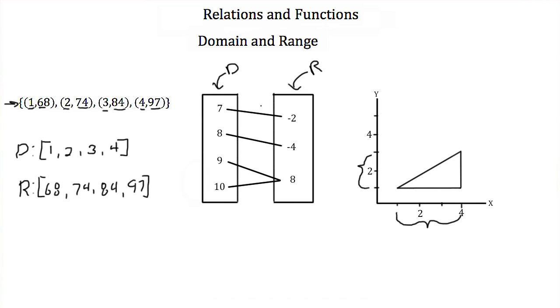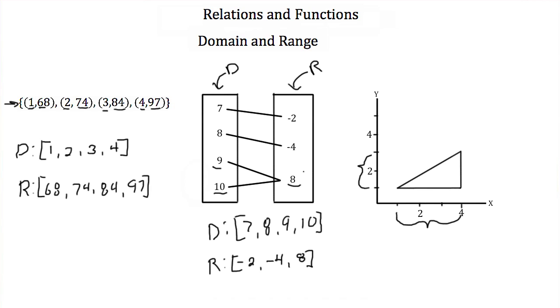For the next example, the mapping diagram, our domain would be just all the points in the left side of the mapping diagram. So 7, 8, 9, and 10. And our range would be -2, -4, and 8. Now don't be afraid that this range has fewer numbers than the domain. This is because according to our mapping diagram, the values of 9 and 10 in our domain both correspond to 8 in our range.